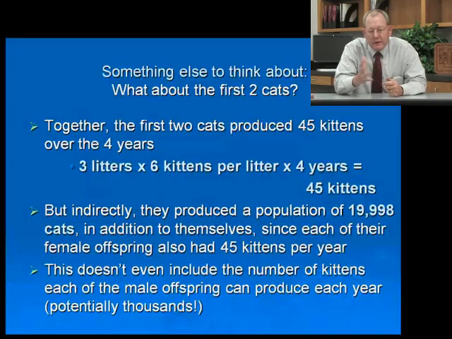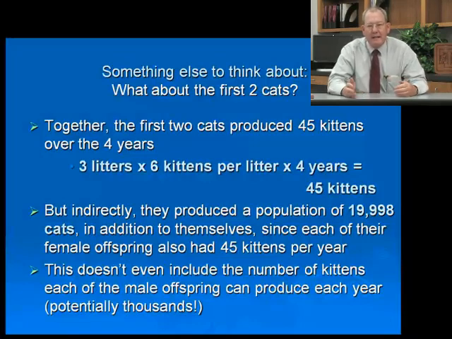Well, an interesting way to look in population dynamics is to look back. How many kittens did the first 2 cats produce? The first 2 cats produced 45 kittens over the 4-year period of time. She continued to have babies. So 3 litters times 6 kittens times 4 years ends up being 45 kittens. You can see that that population exploded to 19,998 more cats.